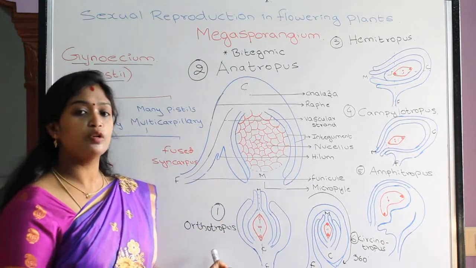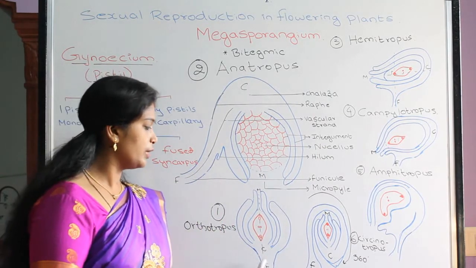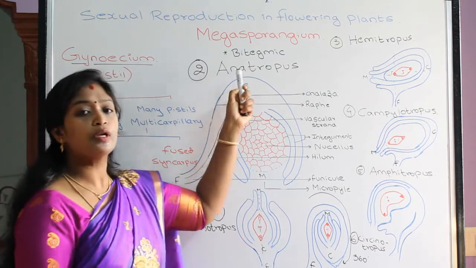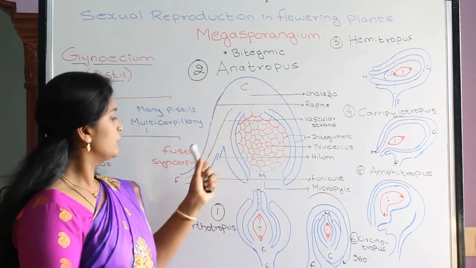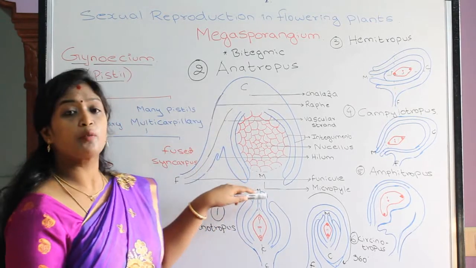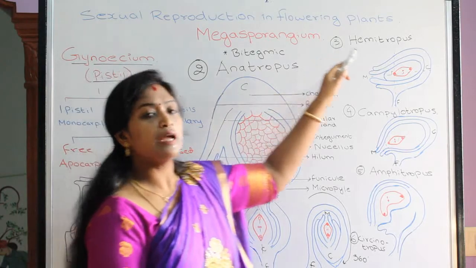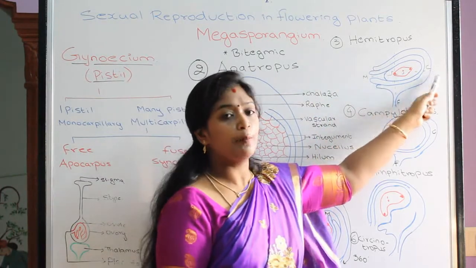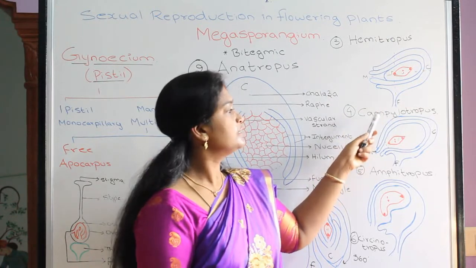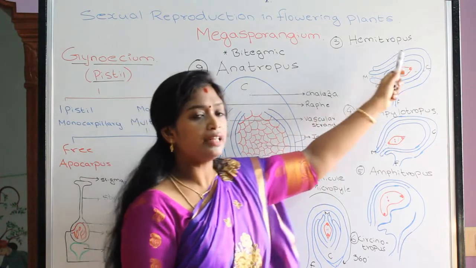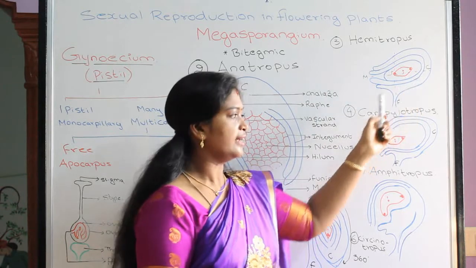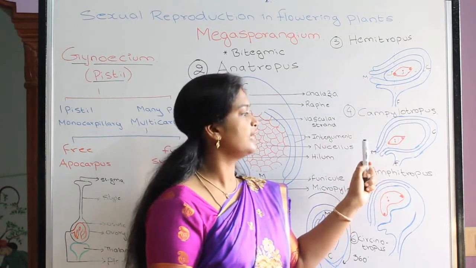The orthotropous ovule is called the upright ovule because the funicle, chalaza and micropyle are on the straight plane, and the anatropous ovule is called the inverted ovule because the funicle, chalaza and the micropyle are not on the straight plane. Only the chalaza and micropyle are on the straight plane. The third type is the hemitropous ovule, where chalaza and micropyle are at the right angle to that of the funicle. The campylotropous ovule is in between the anatropous ovule and the hemitropous ovule. It is neither inverted nor at 90 degrees. It is at an angular position, hence it is called the angular ovule.